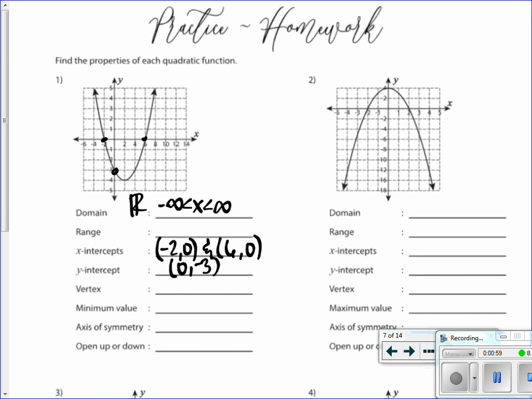What else is easy to fill in? Vertex. Vertex is an important point. What's the vertex? 2, -4. Okay, minimum value. What would the minimum value of that graph be? So does that have a low point or a high point? A low point. What's the lowest y value on that graph? Y value. -4. Good.